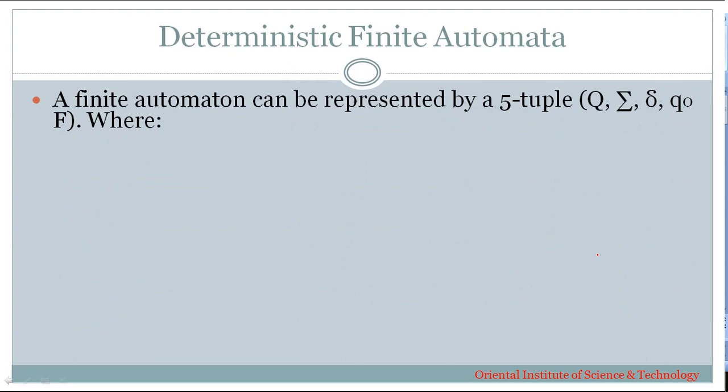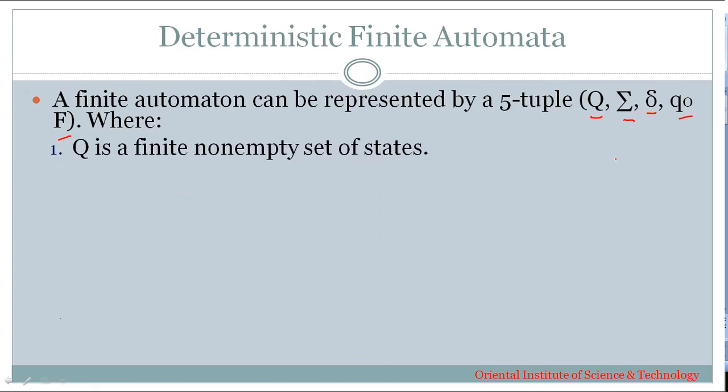Finite automata has five components, and formally we define it using a definition. Those five tuples are Q, Σ, δ, q0, and F. What are these five symbols and where do we use them? First of all, Q. Q is a finite, non-empty set of states.